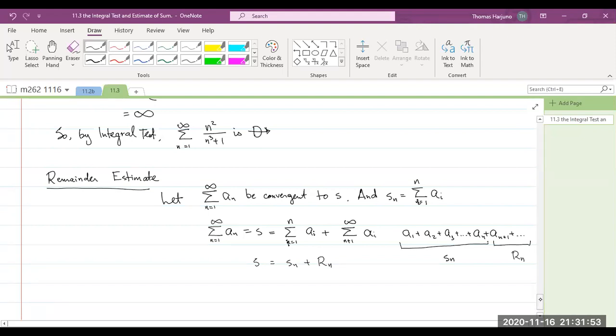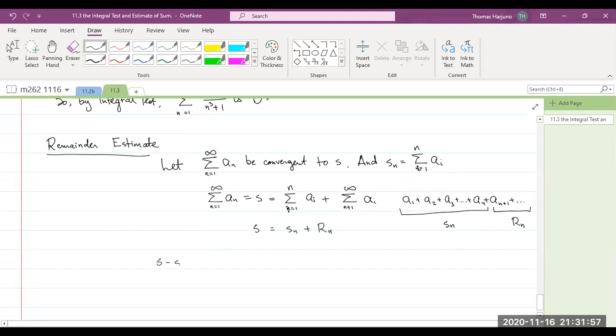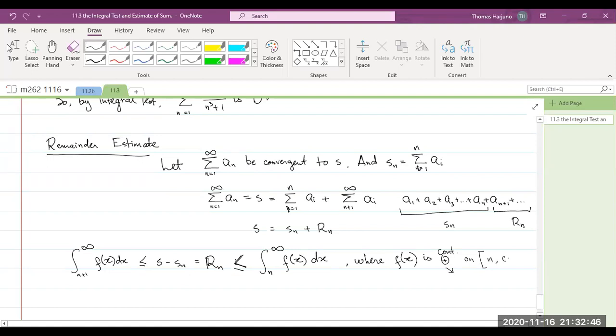Now, this Rn here will be bounded above by the integral from n to infinity of f(x) dx, and bounded below by the integral from n plus 1 to infinity of f(x) dx, where the function f(x) is continuous, positive, decreasing on the interval n to infinity.